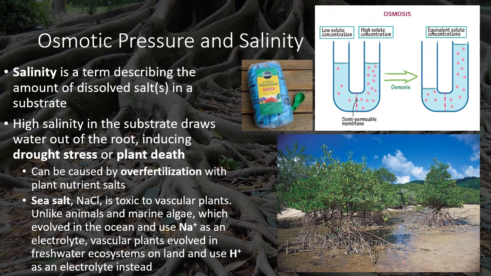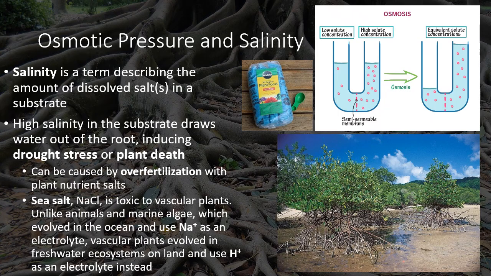Vascular plants did not evolve in the ocean, where there's a lot of sodium ions from the NaCl. Vascular plants evolved on land in freshwater ecosystems. So instead of using Na plus, they use H plus, the hydrogen ion, because that's relatively abundant in water, even freshwater. In freshwater, there's very low concentrations of NaCl, so they wouldn't really have the option to use Na plus. So they use H plus instead.